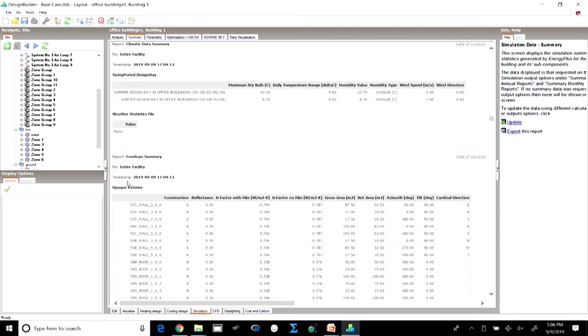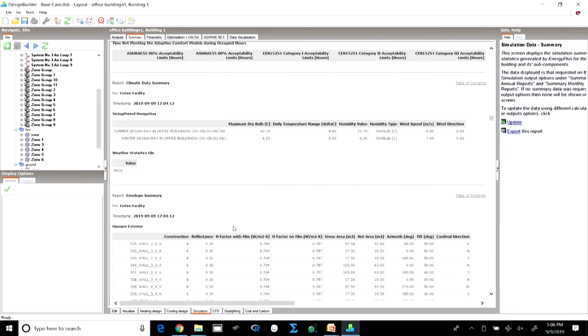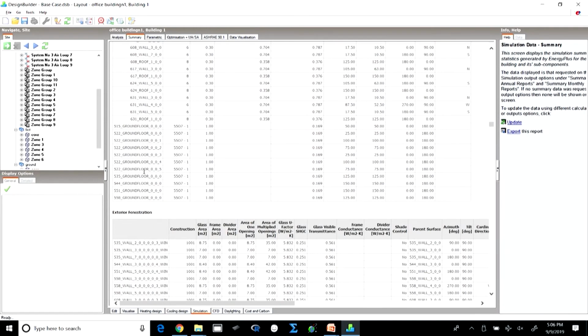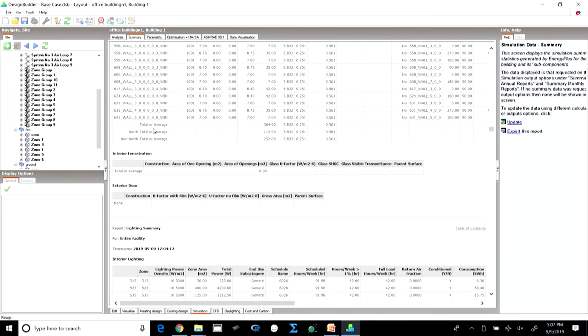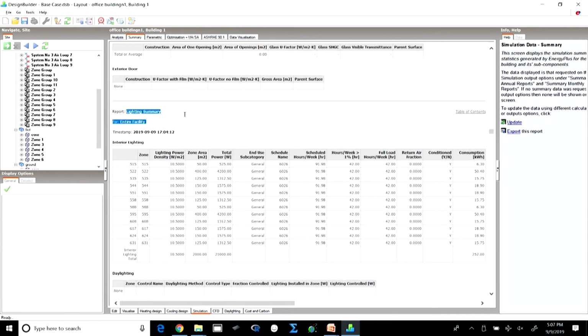So, suppose we look at the climatic data summary, it will give us the kind of climate it has taken. So, the weather data statistics will be given. In addition to that, we also have the envelope summary, where the U values of different walls and floors, the exterior fenestration, all of these will be taken. We have the summary for lighting. So, what are the different zones and what are the different lighting power densities that have been taken. So, here since we did not change, it gives us 10.5.